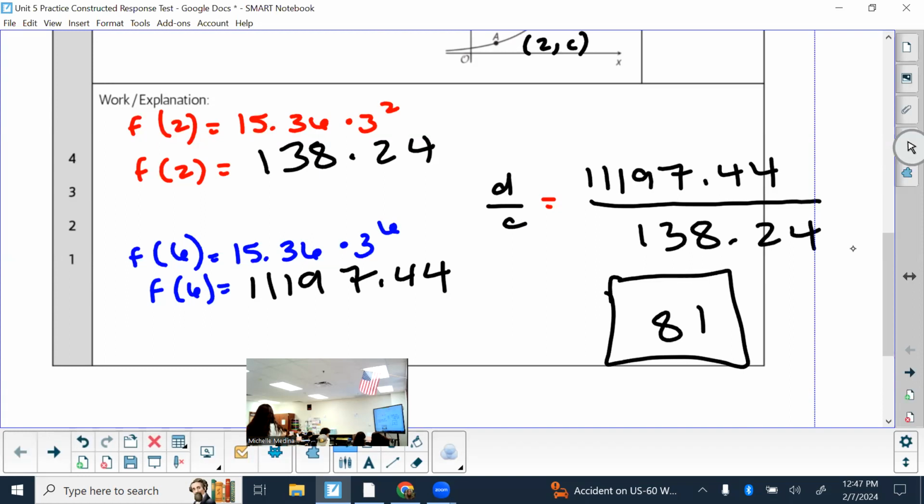All right, what other questions do we have from either part of the study guide? The puzzle piece or constructed response? Christina?